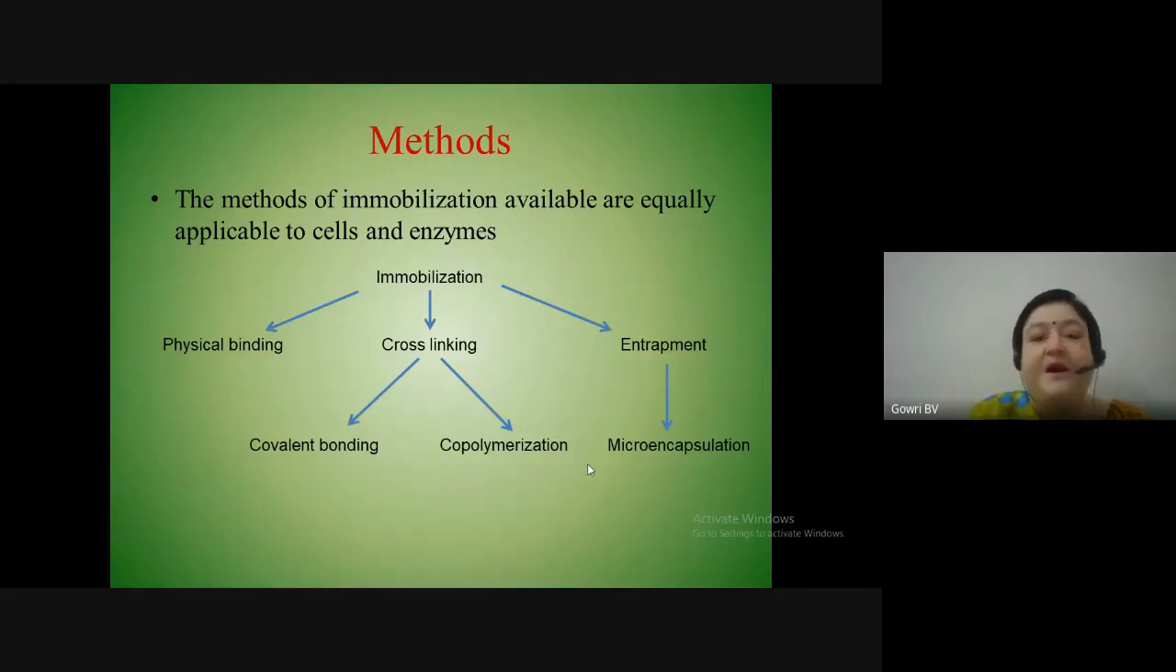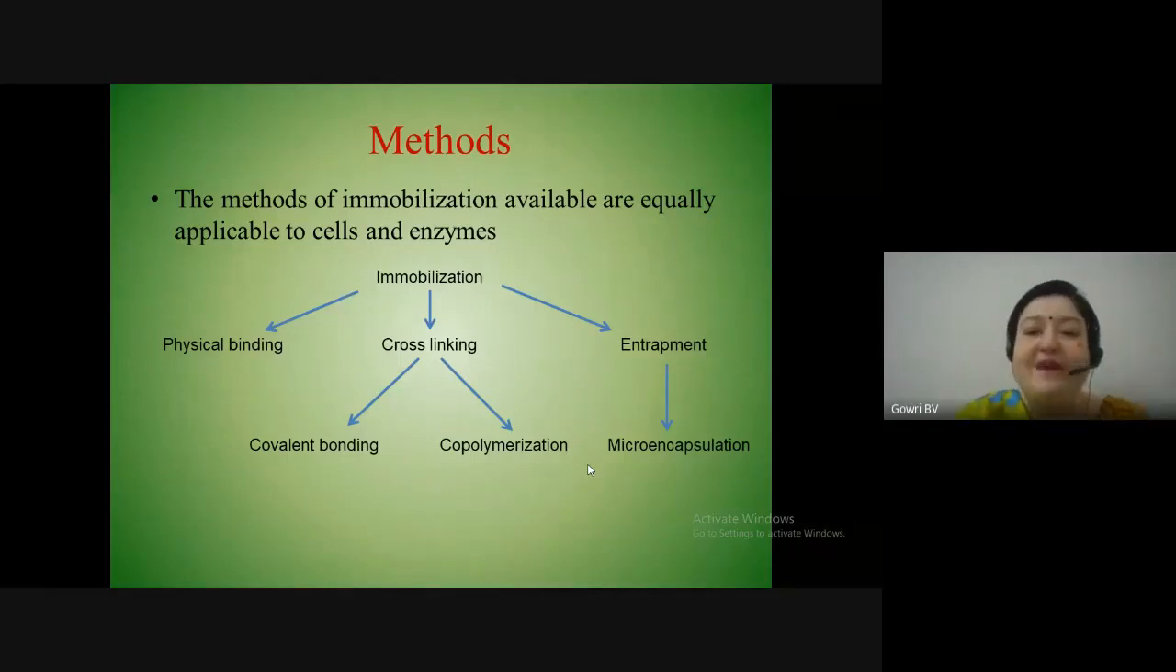Cross-linking is further divided into covalent bonding and copolymerization. Under entrapment, you will study another heading, micro encapsulation. I repeat, immobilization: physical binding, cross-linking, and entrapment. Under cross-linking, you have covalent bonding and copolymerization. Under entrapment, you will have micro encapsulation.